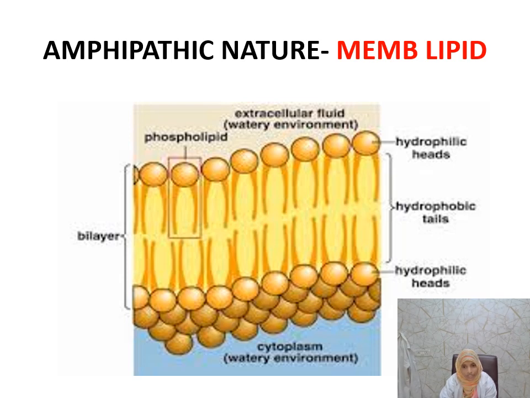But what is the nature? Heads are hydrophilic. Philic means loving, hydro means water. That means heads are water loving, and tails are hydrophobic. Phobic means hating, hydro means water, so they are water hating. Tails are made up of two chains of fatty acid. They are water hating but lipid loving, and hydrophilic means they are water loving and lipid hating. So because they have dual nature, heads are hydrophilic and tails are hydrophobic, because it has got two natures, we call it as amphipathic nature.